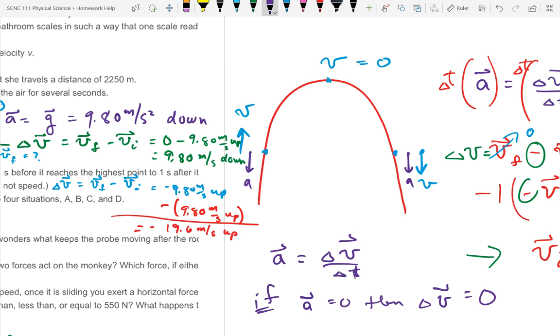What direction was the velocity changing? It went from up to down. So what direction was it changing? In the downward direction. And in fact, the acceleration at the top is exactly the same as the acceleration everywhere else as it's flying through the air. If we can ignore the fact that we have air around us, air resistance, the acceleration remains 9.8 meters per second squared down the entire time it's flying through the air.